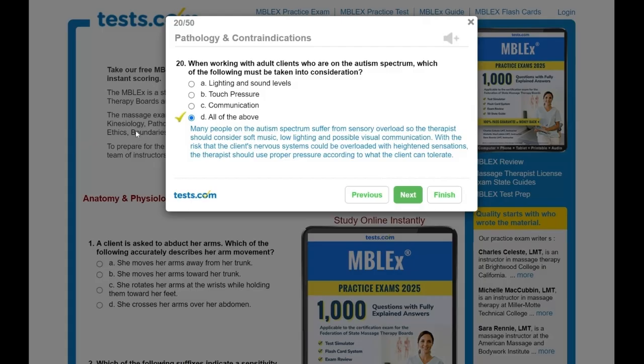Many people on the autism spectrum suffer from sensory overload, so the therapist should consider soft music, low lighting, and possible visual communication. With the risk that the client's nervous system could be overloaded with heightened sensations, the therapist should use proper pressure according to what the client can tolerate.